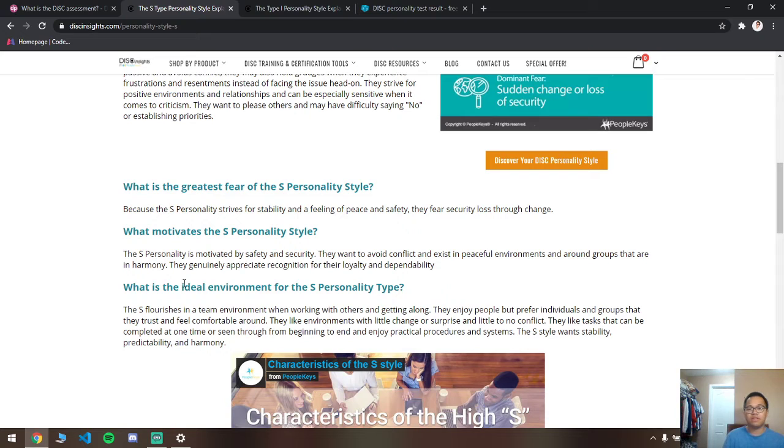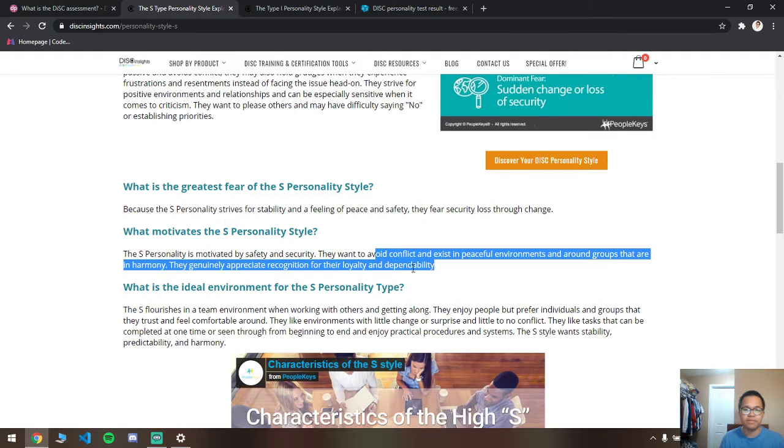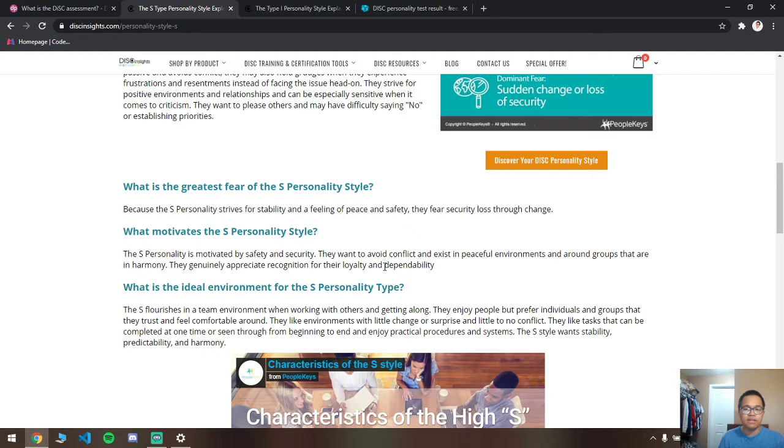What motivates the S personality style? The S personality is motivated by safety and security. They want to avoid conflict and exist in peaceful environments and around groups that are in harmony. They generally appreciate recognition for their loyalty and dependability. Yeah, I could really describe myself as dependable.